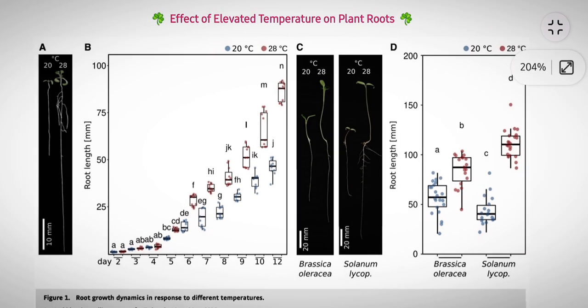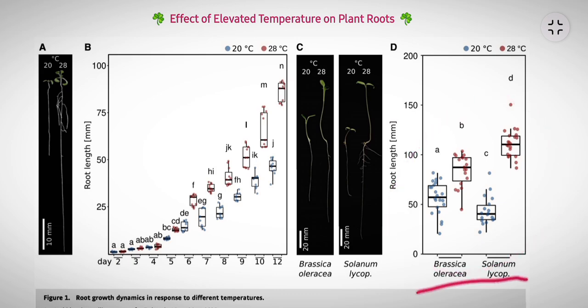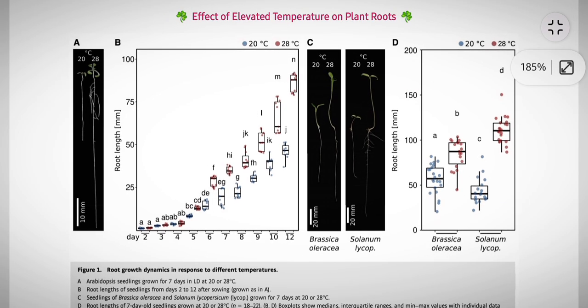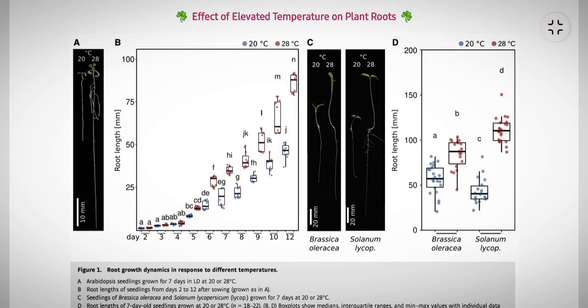Now again, when they extended this experiment to multiple plants, the data they got looked something like this. On the x-axis we have the two species, whereas on the y-axis we have the length of roots in millimeter. And similar to figure B, in figure D, the two colors are representing the two different groups, which means that the blue dots are representing the seedlings grown at 20 degrees Celsius, whereas the red dots are representing the seedlings which are grown at 28 degrees Celsius.